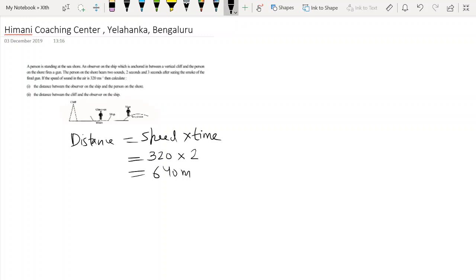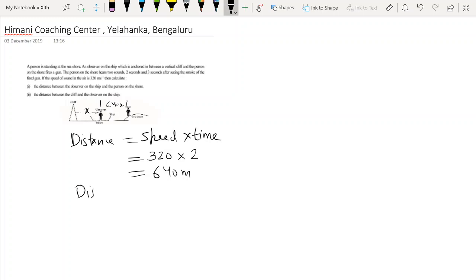So this distance is 640 meters. Now, the second question is to find the distance between the cliff and the observer on the ship. If there is a cliff and the observer fires, the sound will travel this distance. Let us assume that this distance is X. The sound travels X distance from the observer to the cliff and travels back from the cliff to the observer after reflection. The second sound heard by the person on the shore has traveled X from the observer to the cliff, and again X from the cliff to the observer, plus 640 meters.